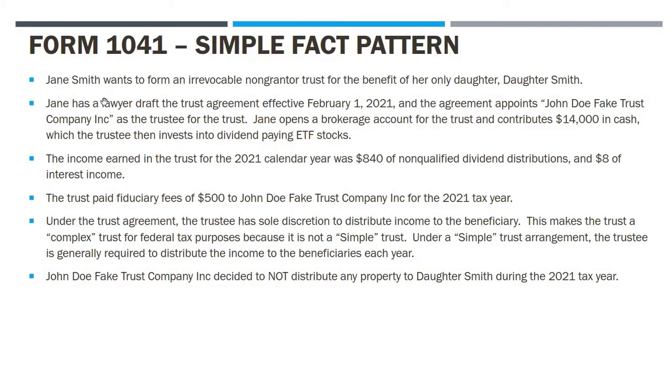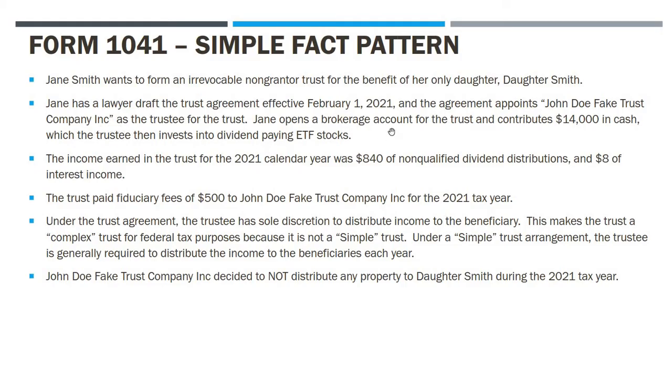Well, we're going with Jane Smith. She's the U.S. taxpayer, a grantor, and she wants to form an irrevocable non-grantor trust for the benefit of her only daughter. Her daughter is Daughter Smith. Now, Jane has a lawyer draft up a trust agreement, and that agreement is effective Feb 1, 2021, and the agreement appoints John Doe Fake Trust Company, Inc. as the trustee for the trust.